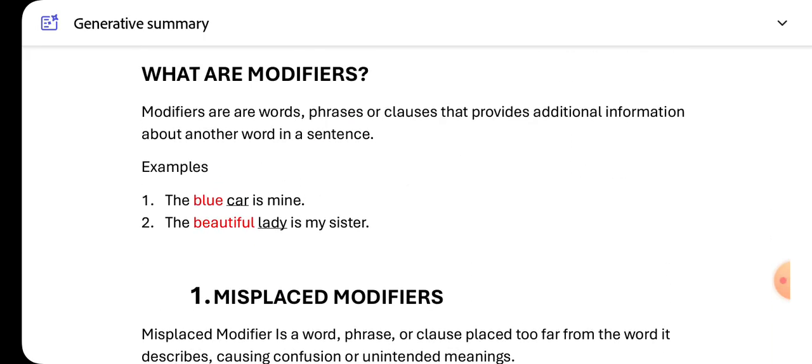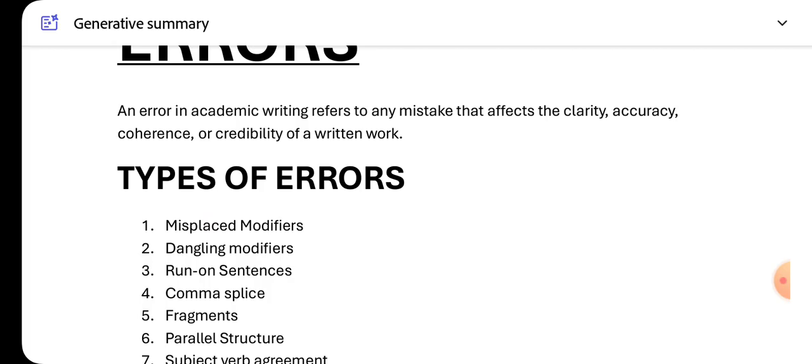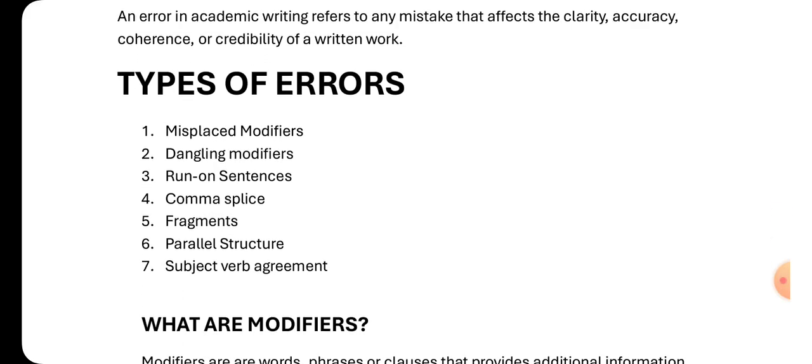So under the errors, we have misplaced modifiers, dangling modifiers, we have run-on sentences, we have comma splice, we have fragment, we have parallel structure, we have redundancy, we have subject-verb agreement.